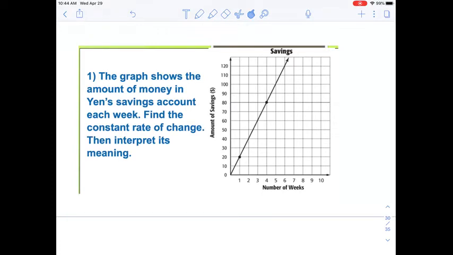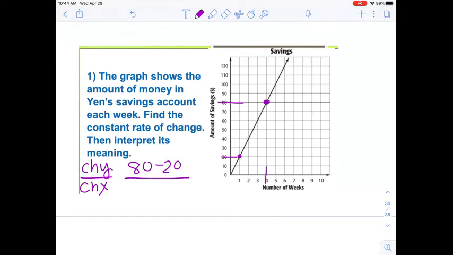So number 1 says the graph shows the amount of money in Yen's savings account each week. Find the constant rate of change, then interpret its meaning. So we're trying to find the constant rate of change. To do that, we need to find the change in y over the change in x. We know it's a constant rate of change because we have a straight line. So I'm going to use these 2 points that are given to us on our line, and I'm going to start with my y values. So it looks like we have 80 and 20. So I'm going to take 80 minus 20.